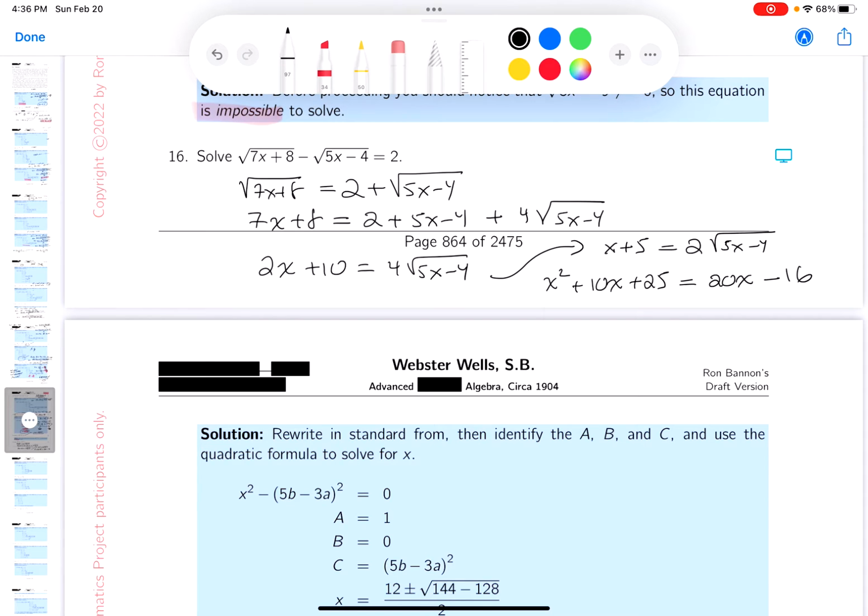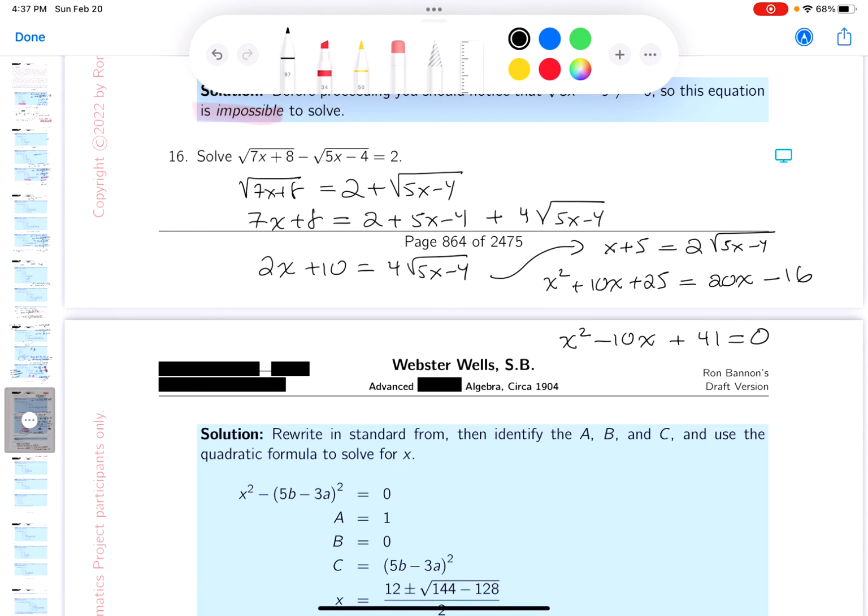Going to keep going forward, and you get x squared minus 10x plus, what would you get there? Well, I guess you'd have to add 16 to both sides, right? So that would be 41 equals 0.